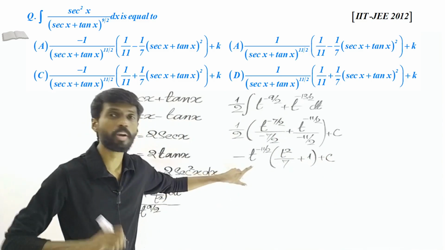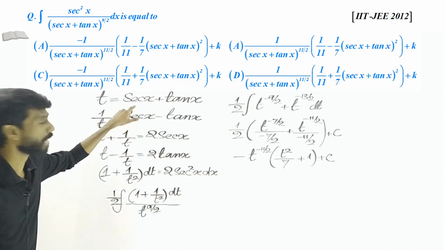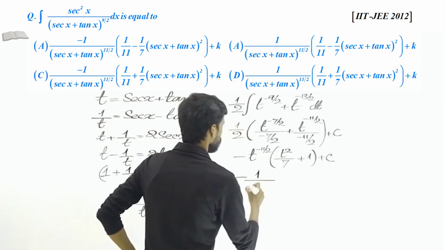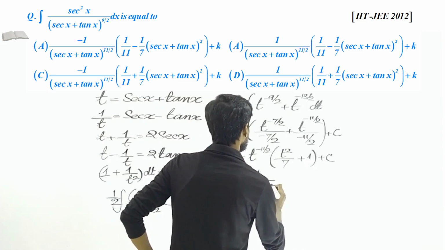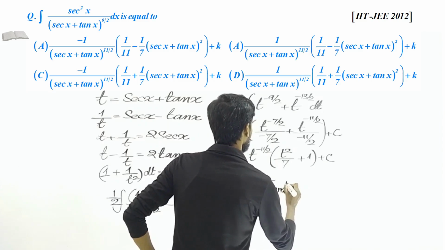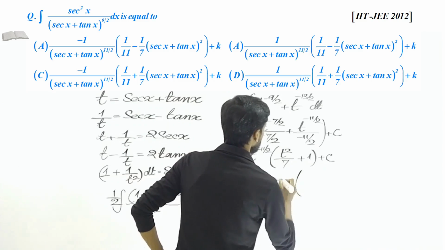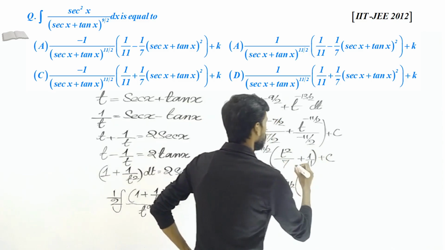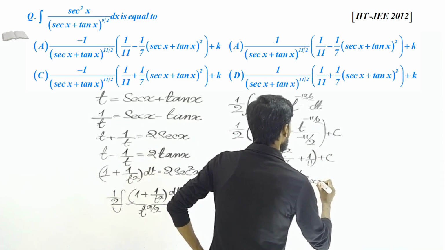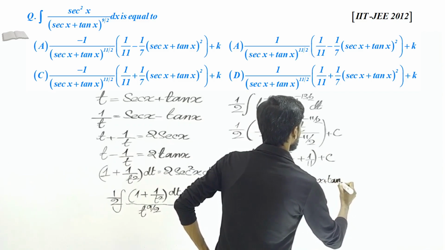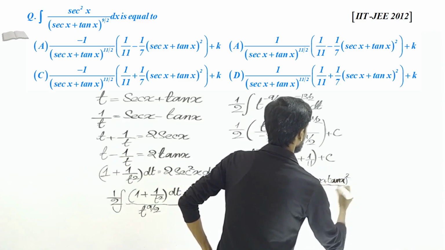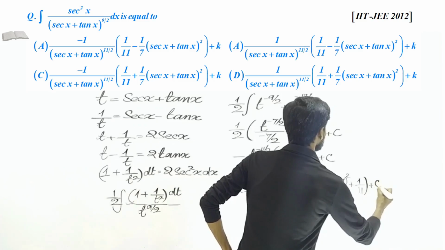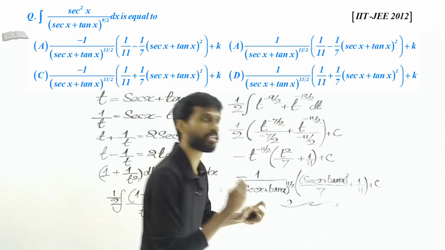Now we can substitute the actual value of t, which is secant x plus tan x. So that can be substituted here. So we'll get minus 1 divided by secant x plus tan x to the power 11 by 2 multiplied by, so this is t squared. T squared again is, so here it is 11. Okay, so there is 11 here. So t squared is secant x plus tan x squared divided by 7 plus 1 divided by 11 plus c. So that is our required answer, right?